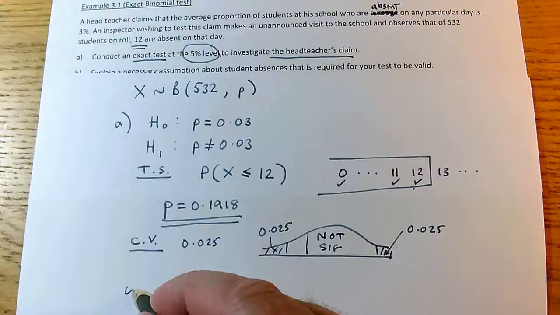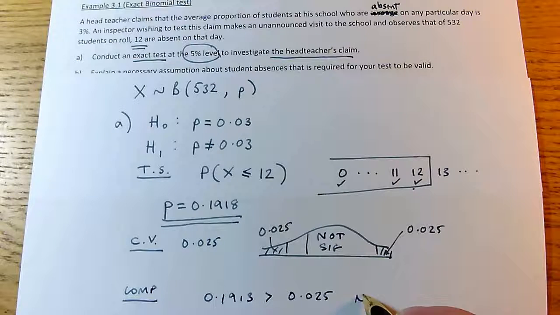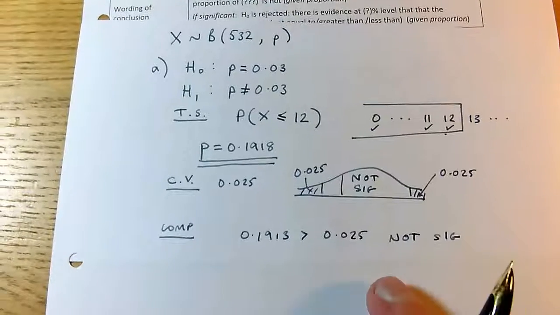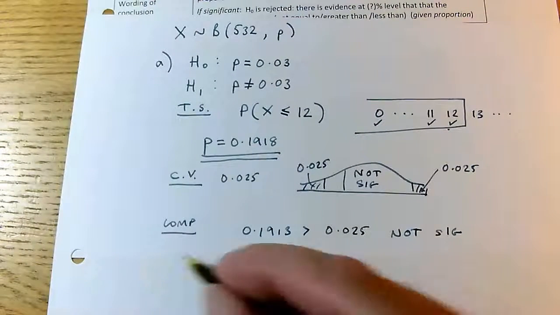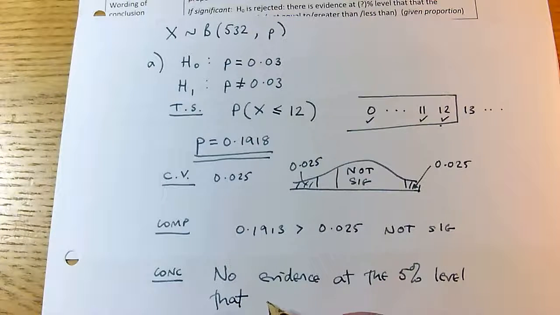0.1918 is here. So I am in this big not significant bit. So my comparison is to say that my 0.1918 is bigger than my 0.025, and so we write not significant. Okay, that's fine for my comparison. I now need to do a conclusion in context. Well, we know that whenever it's not significant, that means we do not have evidence. So I start by saying no evidence at the 5% level, okay? And now I need a verdict on the head teacher's claim. So I'm going to be concluding about the head teacher's claim.